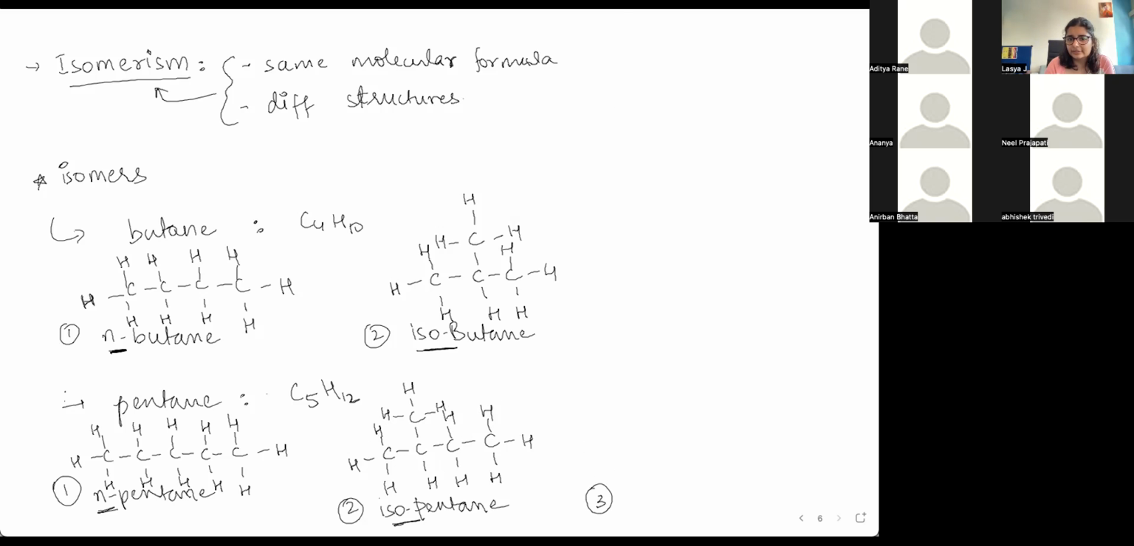Pentane ke liye there's a third configuration possible. It's called neopentane. So whenever you come across neo, it means there's a plus kind of a structure going on. So there's a carbon surrounded on all sides with carbon. So this is what neo looks like.